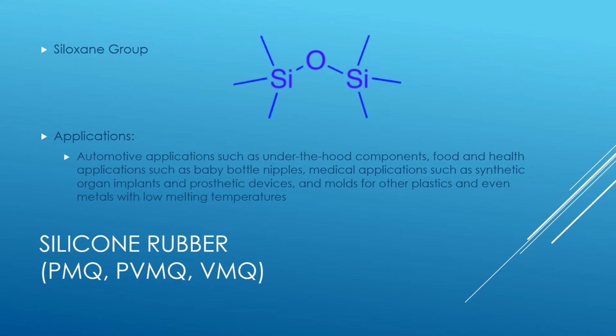A large part of silicone use is the heat resistance. Like I talked about earlier, it can go from negative 148 degrees Fahrenheit up to 600 degrees Fahrenheit. That's why it is so widely used in applications like under the hood components in a vehicle, and it's also used for medical applications like prosthetics, but also molding for other polymers and low temperature metals.